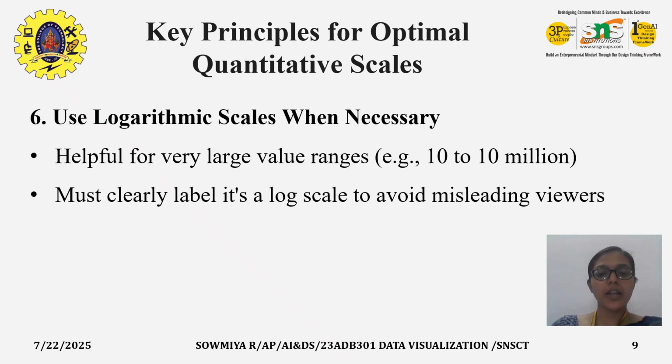Next, principle number 6 is to use logarithmic scales when necessary. Sometimes data spans multiple orders of magnitude, like population sizes from 10 to 10 million. A normal scale can't handle that well. In such cases, use a logarithmic scale, but always indicate that it's a log scale to avoid confusion because it changes how distances are perceived.